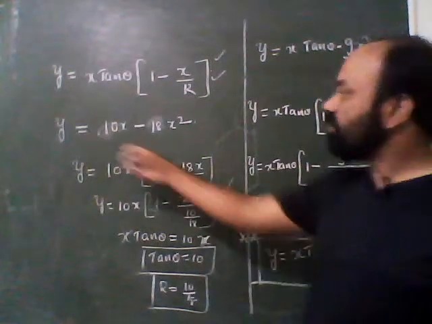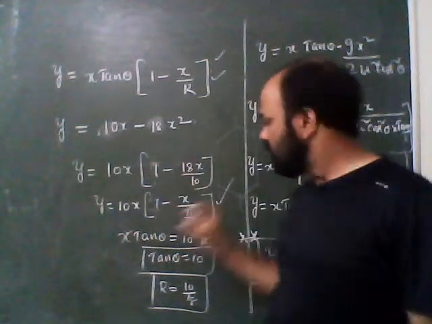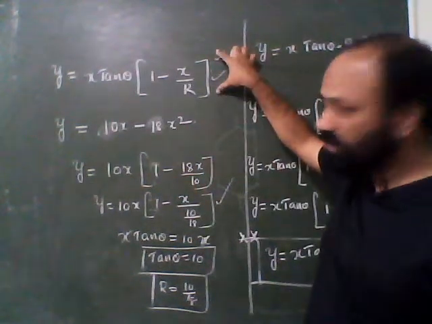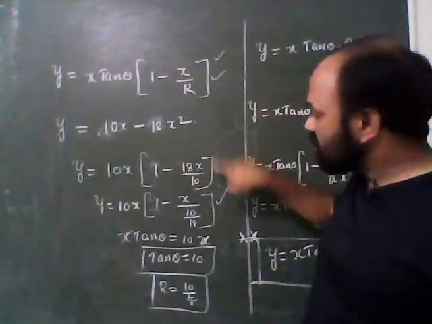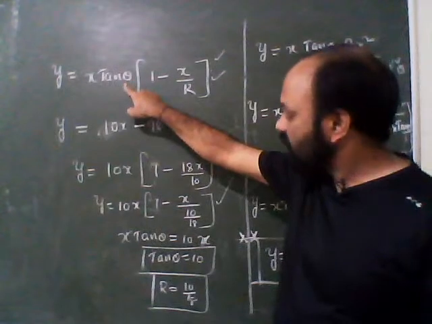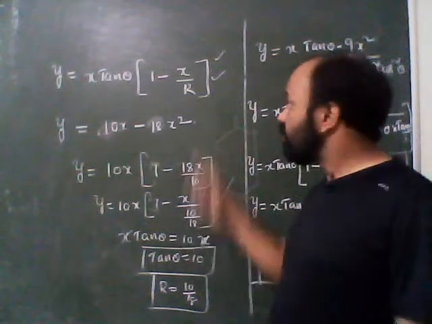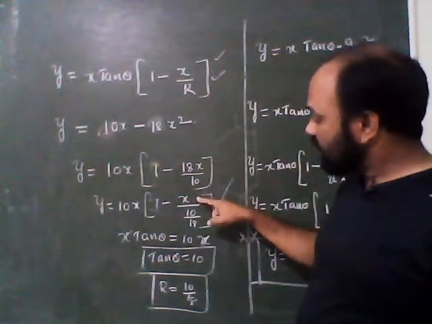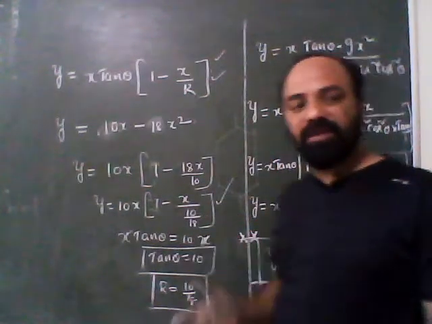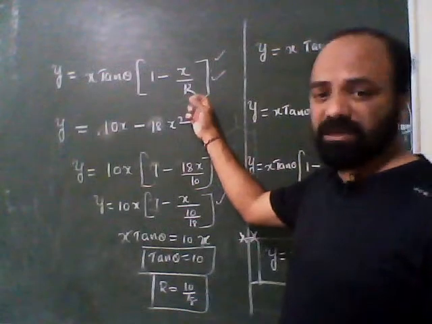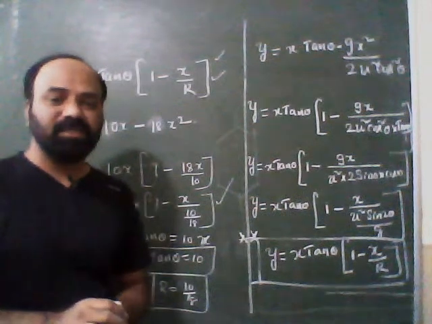So they will give one equation like this, y equals 10x minus 18x square or 9x square, anything they may give. So we can write it in the form of this equation. After that, you will get the equation in this form. Comparing this equation and this equation, if they ask tan theta, tan theta is equal to 10, so theta is equal to tan inverse 10. Here in the position of R, how much do we have? 10 by 18 is there. So we can solve that equation by using this shortcut form. This is another form of the equation of trajectory.